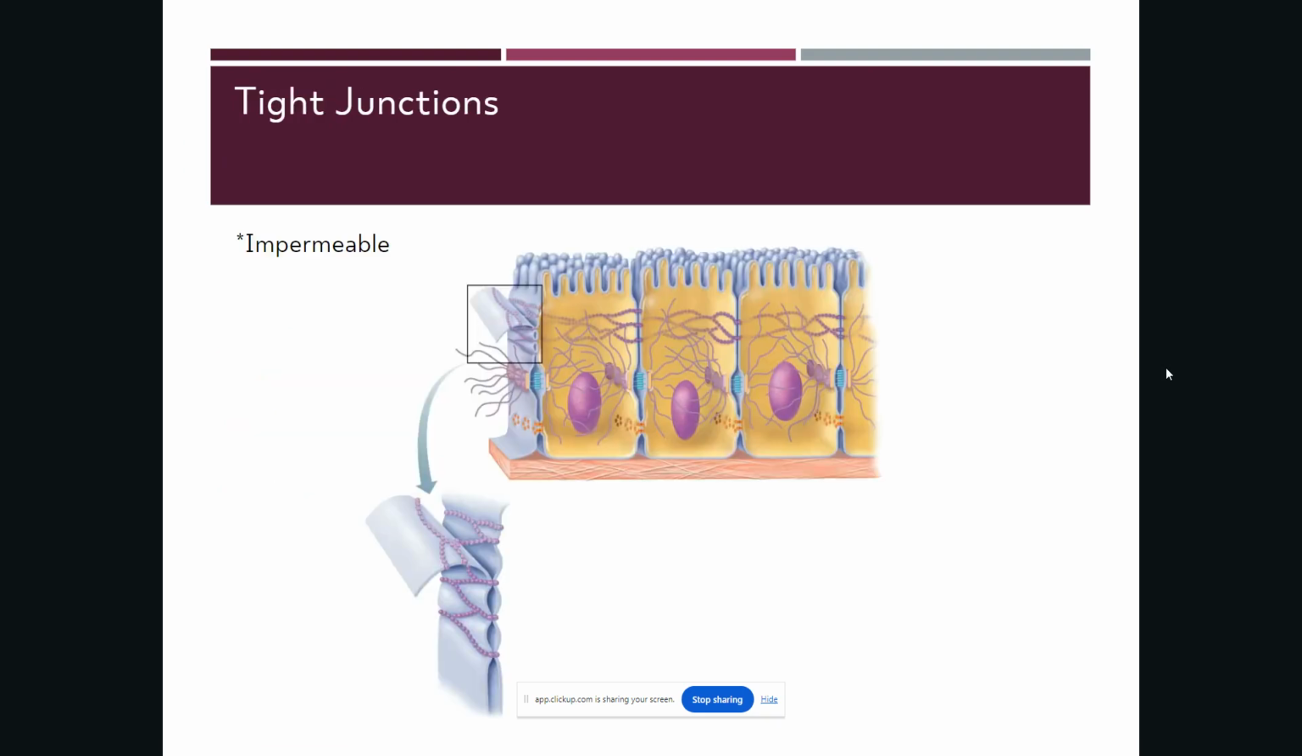Tight junctions are impermeable. They are specialized junctions that use studded proteins to hold two cell membranes together. They hold them together so tightly that even water can't get through the membrane where these tight junctions exist. Epithelial cells generally have quite a few tight junctions, and epithelial cells oftentimes therefore show up in sheets of cells.